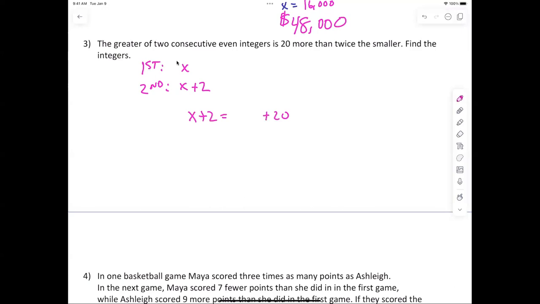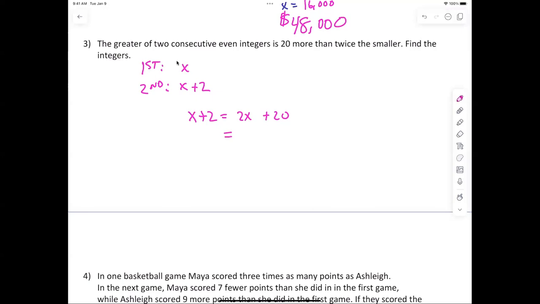How do I represent twice the smaller? 2x. Come on, that was not that hard. Now you're getting the hang of it. Now, of course, everybody in here knows that as mental math, right? We're going to move the x to the right, and that becomes what?